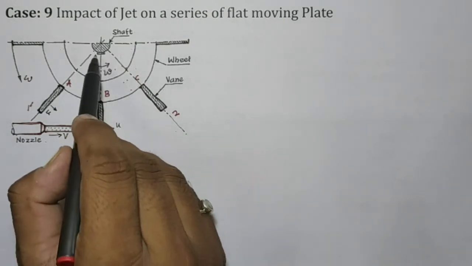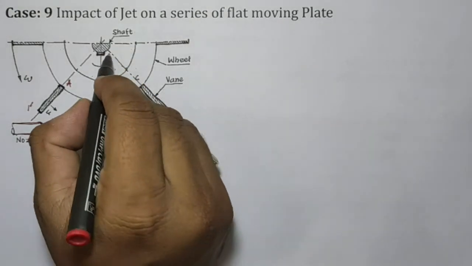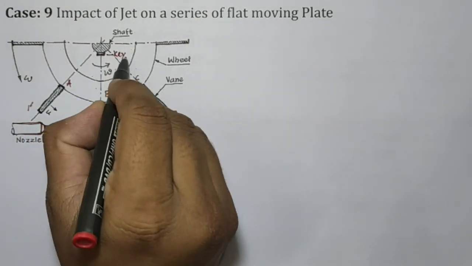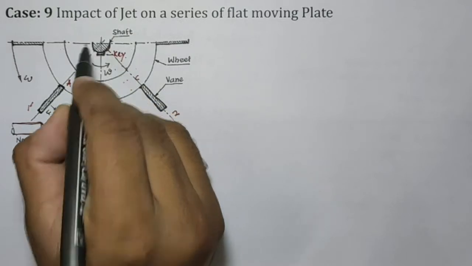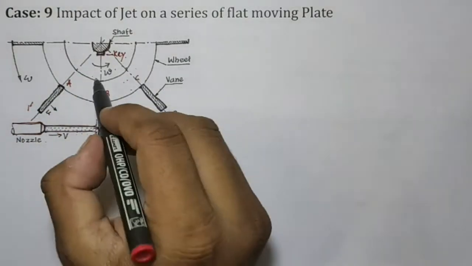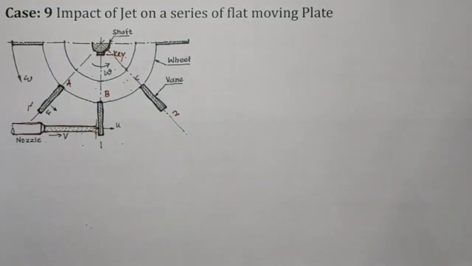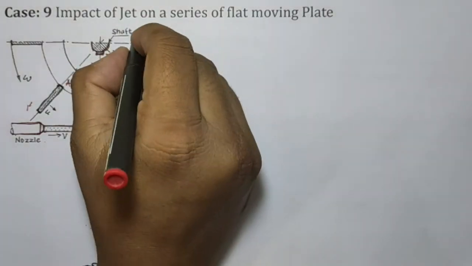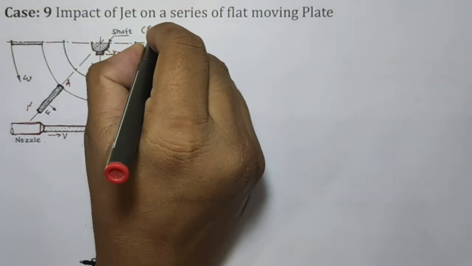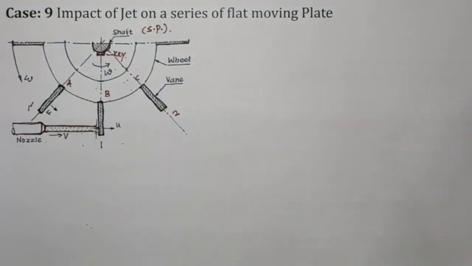Now this wheel is keyed. You can observe that there is a provision of a key here, and here there is the shaft. So this wheel is keyed to that particular shaft, so that we get some energy output, which is what we call shaft power. All these things are to be considered in this description.